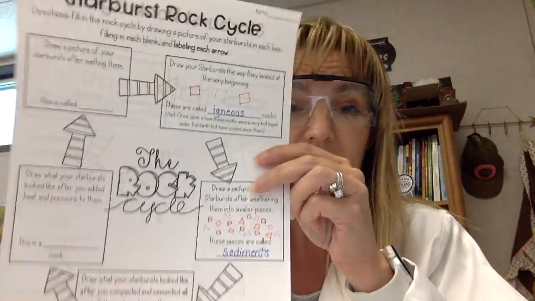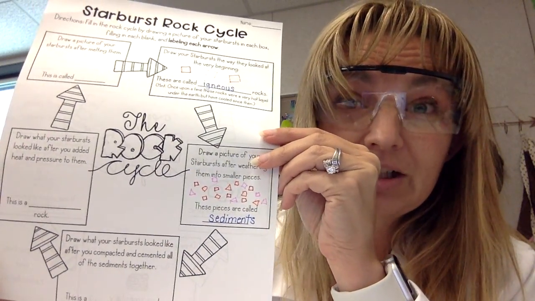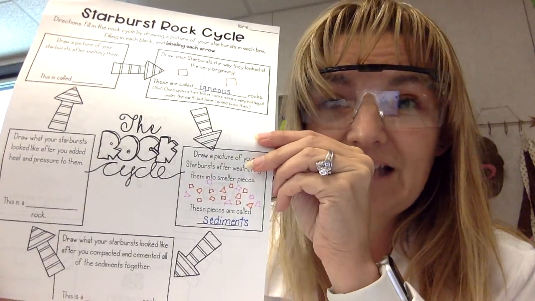So continue, compaction, cementation, compaction, cementation, as I'm just pressing my starburst, my sediments together. Keep doing that until they all are closely together and all smushed. And then when you're done, draw a picture on your rock cycle page of what your starburst looks like after you compacted and cemented all of the sediments together.